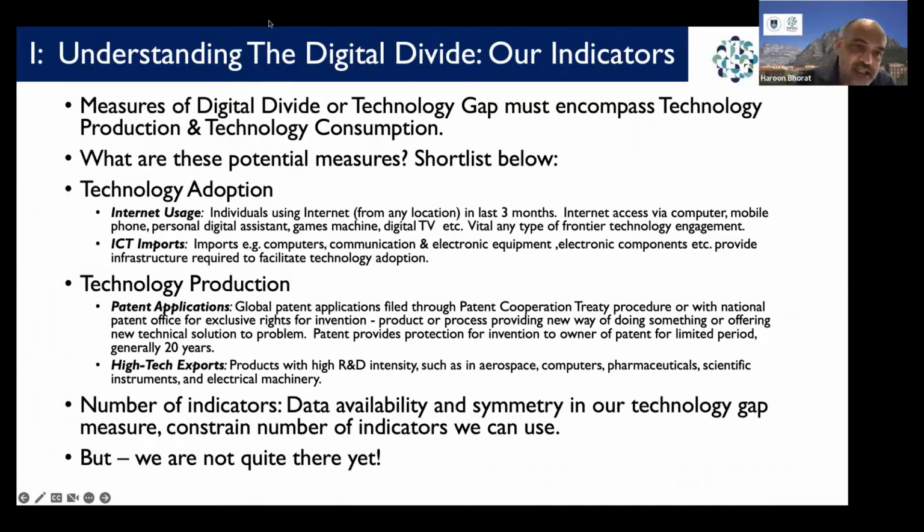The other key technology producer data point that we want is, of course, the opposite of imports, right, is high-tech exports. And again, we have to play with the data in terms of what is the best measure. So we went with high-tech exports as a percentage of total manufacturing exports. You can see the list of products there: aerospace, computers, pharmaceuticals, scientific instruments, electric machinery. These are all products with high R&D intensity.